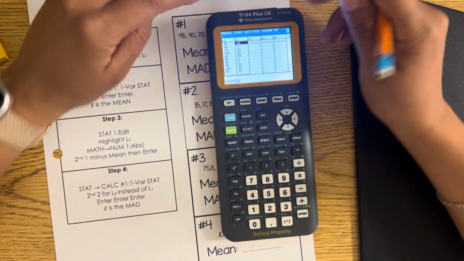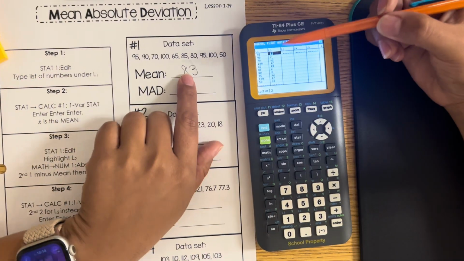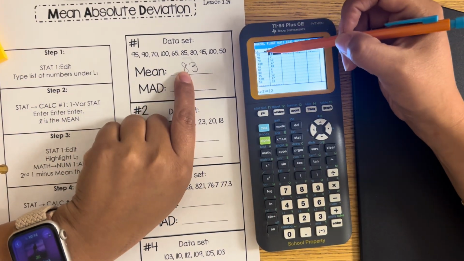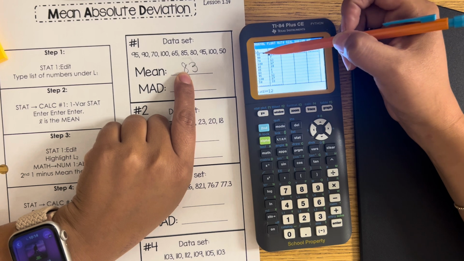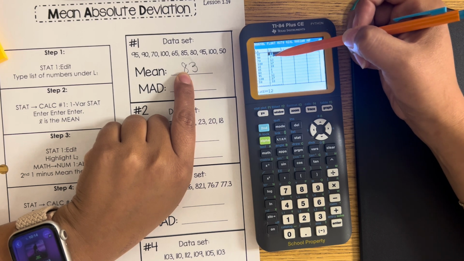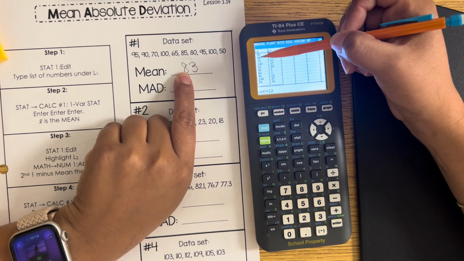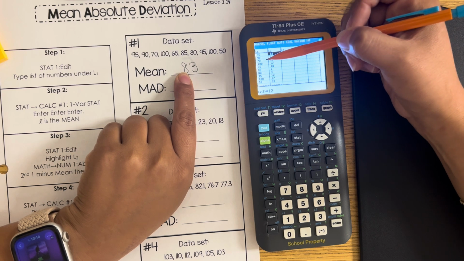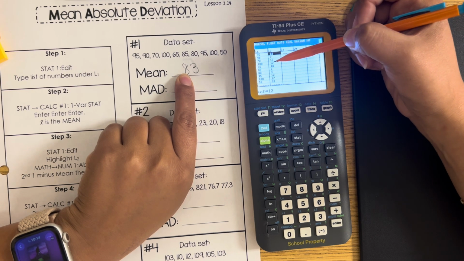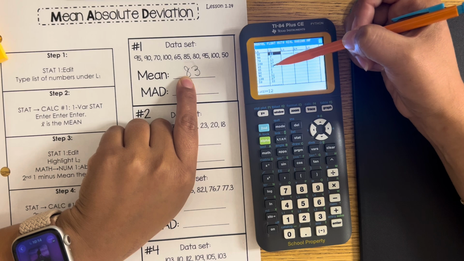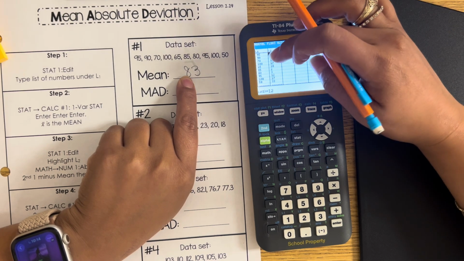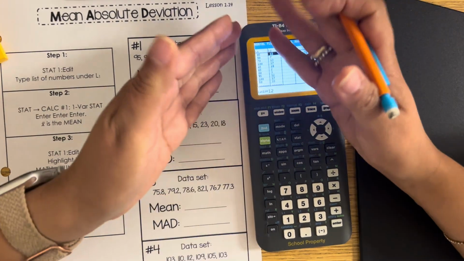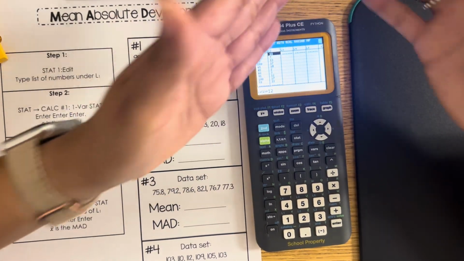Now, what these numbers actually mean are, if I take 83, 83 is 12 positions away from 95. 83 is 7 positions away from 90. 83 is 13 positions away from 70. 83 is 17 positions from 100. 83 is 18 positions from 65. So all this has done is tell me how far each of these numbers are from the mean, the average.